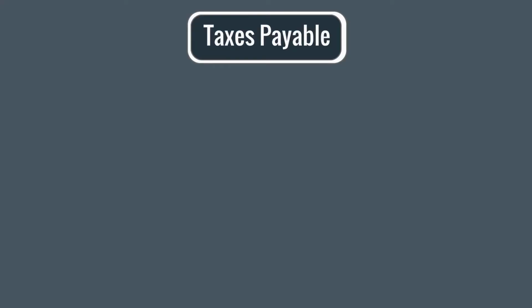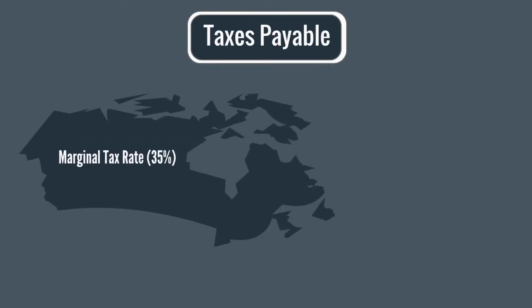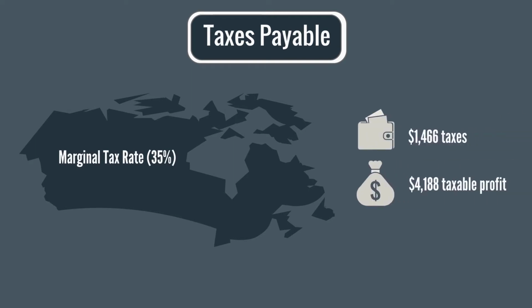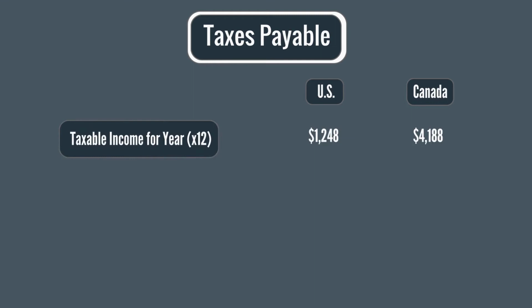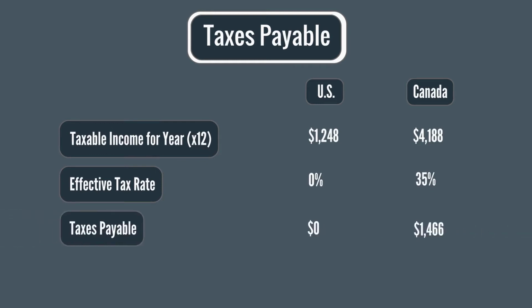The taxes payable in Canada in respect of the profits from your US rental property depends on your tax bracket in Canada. For example, assume that your marginal tax rate is 35% in Canada. In this case, you would pay taxes of $1,466 on $4,188 of taxable profit. Taxable income for the year. Effective tax rate. Taxes payable.